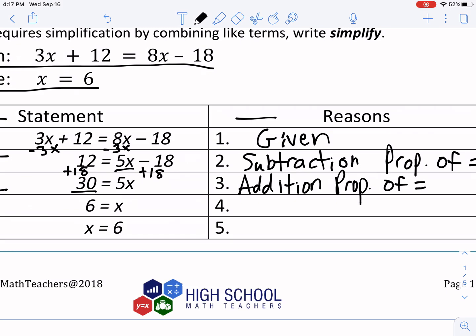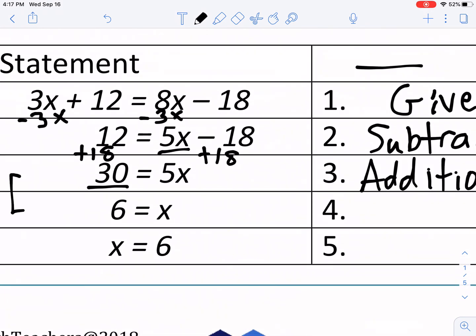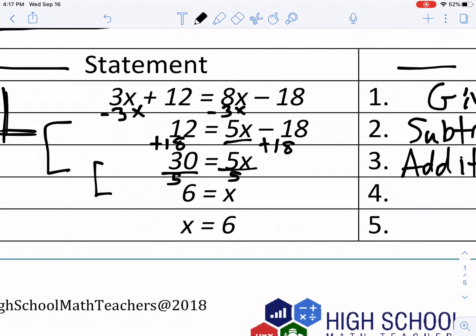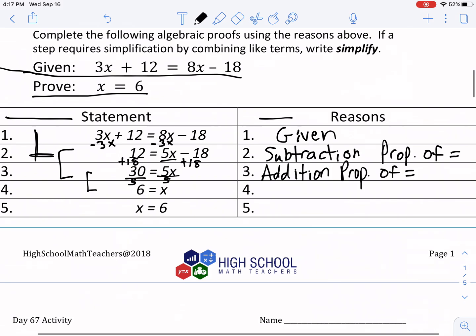Okay? So then again, we're looking for the changes between these two steps now. How can I go from the first statement here, which is statement number 3, to statement number 4? Well, notice if I divide by 5, just like we normally would when we're solving equations, 30 divided by 5 is 6. So in this case, we divided by 5 to get the x by itself, and that gives me 6. Which property says I can divide the same thing from both sides? The division property of equality.